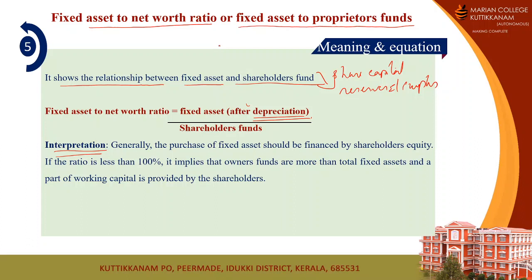Suppose this calculated ratio is more than 100%, then what does it show? It implies that the firm relies more on outsiders' funds in order to finance the fixed assets. So this is how we need to interpret the fixed asset to net worth ratio.